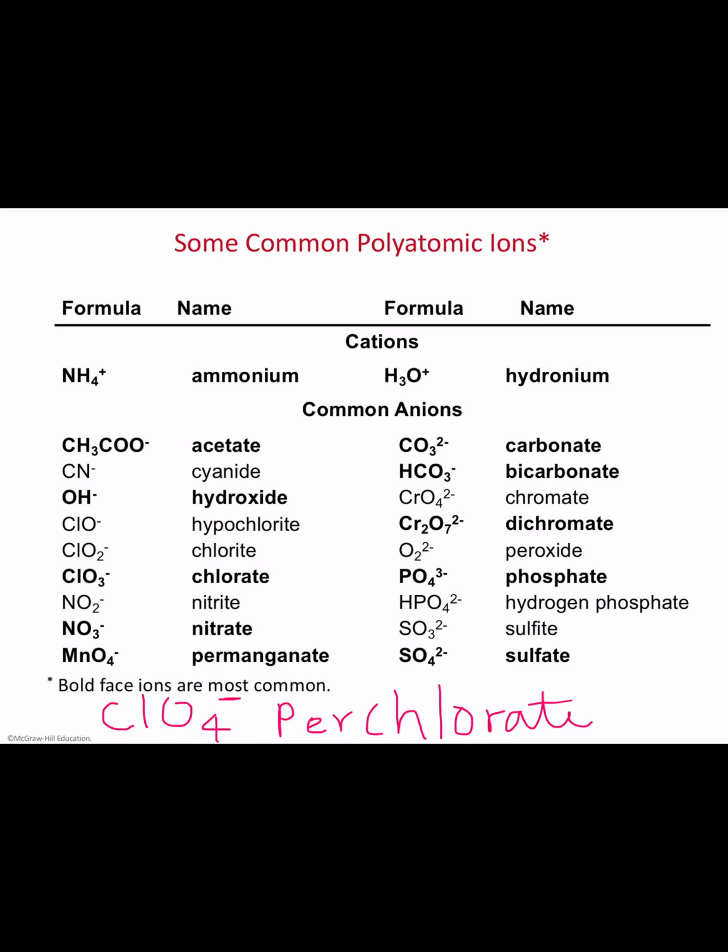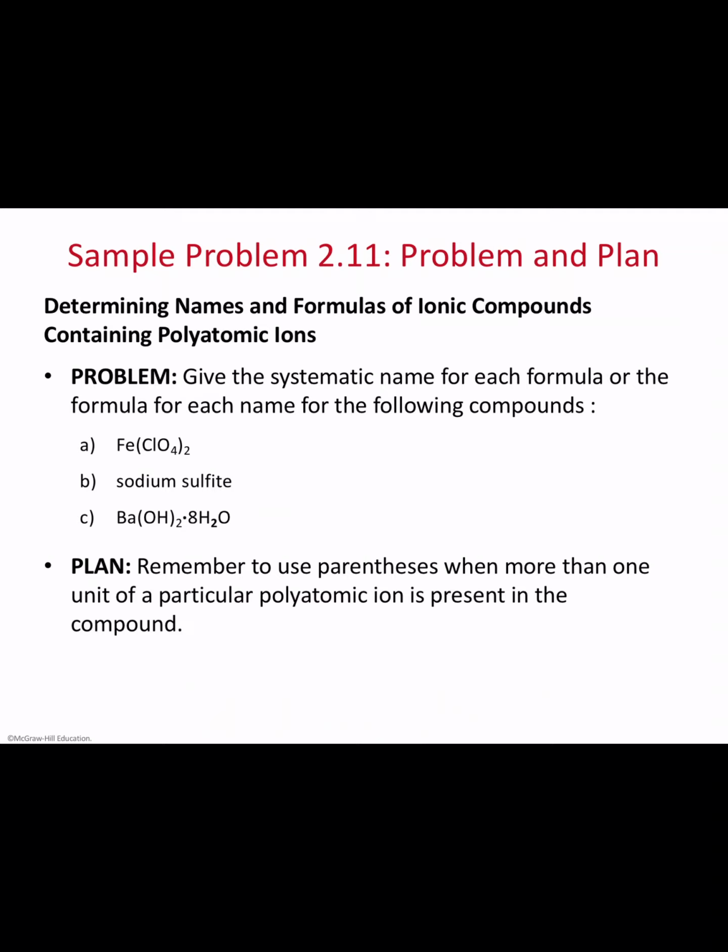So last time we learned about how to name ionic compounds, and I also showed you some common polyatomic ions. A polyatomic ion has a charge at the end. These are some of the common polyatomic ions, and we will see some examples as to how we can name an ionic compound when it contains a polyatomic ion. Okay, let's do some problems.